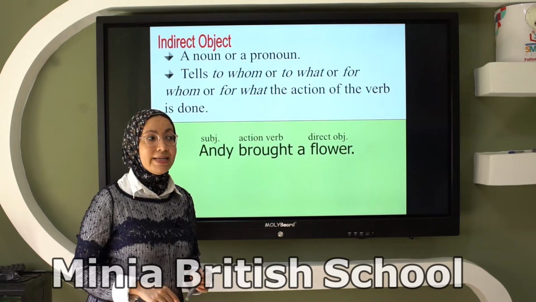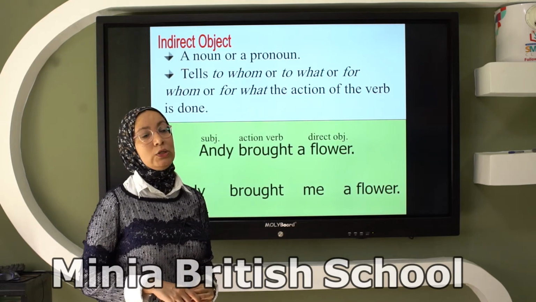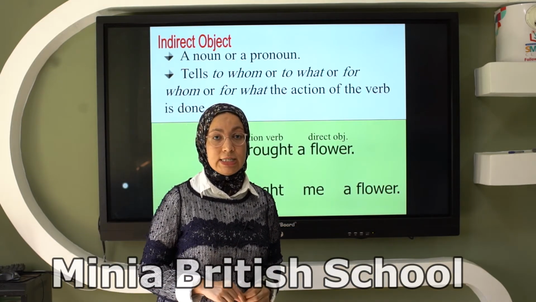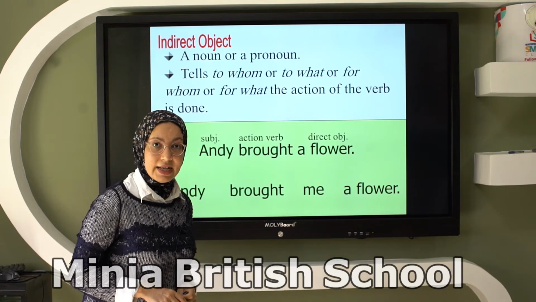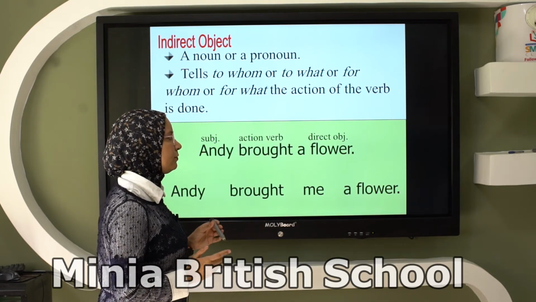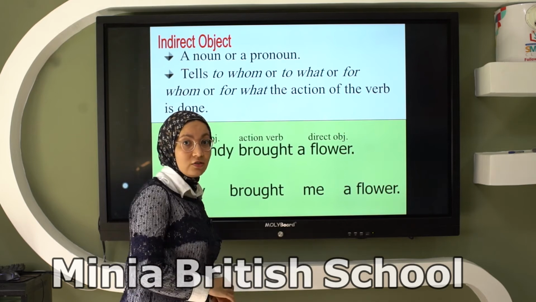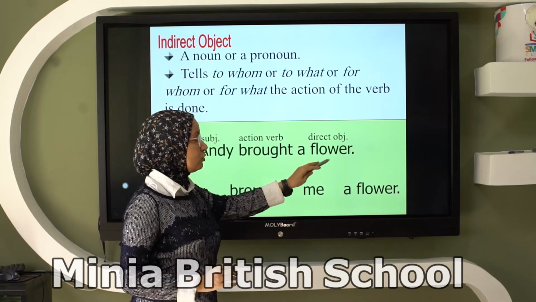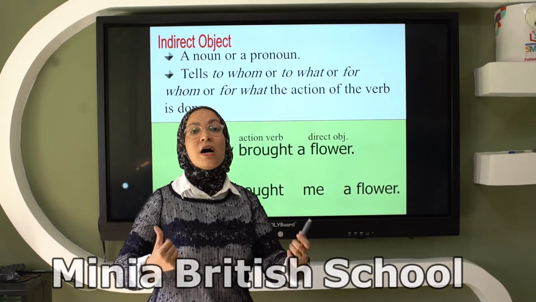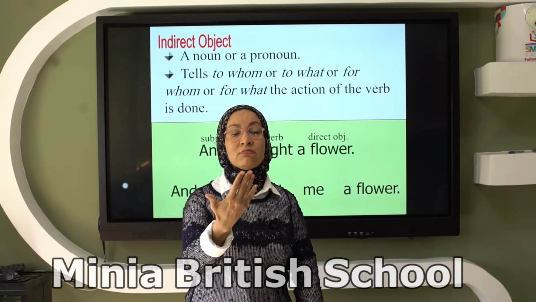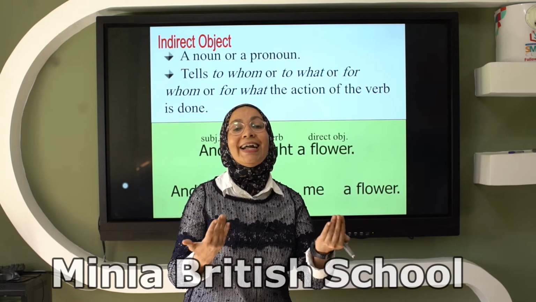Okay, how about if we add me? Look at this, please. Andy brought me a flower. So the meaning of the sentence here changes. Andy is the subject and brought is the action verb. Me, a flower. First, what was a flower in the first sentence? It was the direct object. Very good. And it will stay as it is, the direct object in the second sentence. So what is me here? The indirect object. I have a person. This person makes an action to me. So I am the one who receives his or her action here.